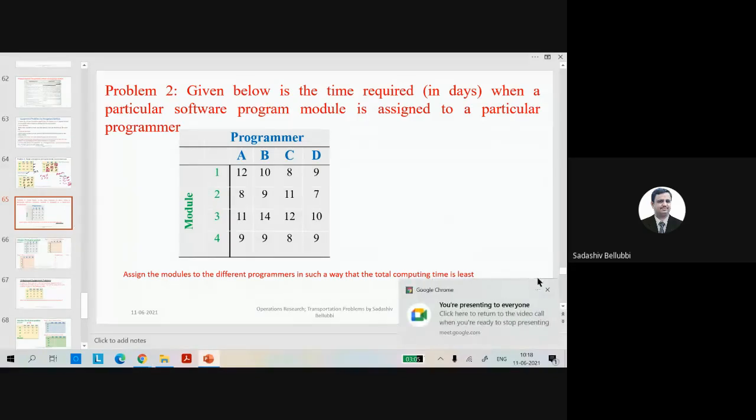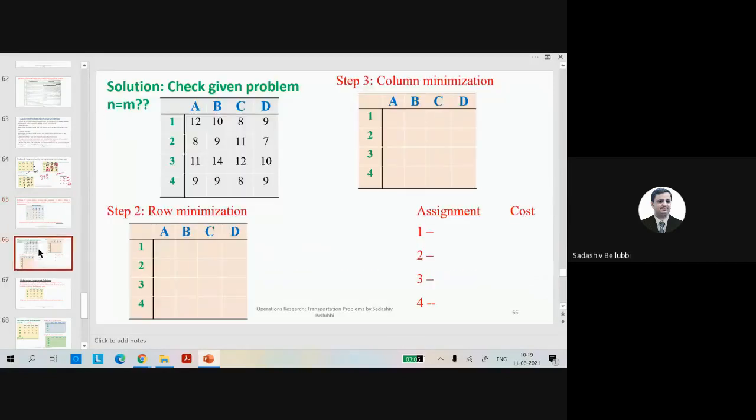Okay, we'll go for the solution. So what is the first step? All of you know that the first step is we need to check whether the given problem has the same number of rows and columns. So the number of rows and columns should be equal. That's why I've written n is equal to m. We always write the matrix order as m cross n, where m is the number of rows and n is the number of columns. In this, the number of rows is 4 and the number of columns is 4. So n is equal to m.